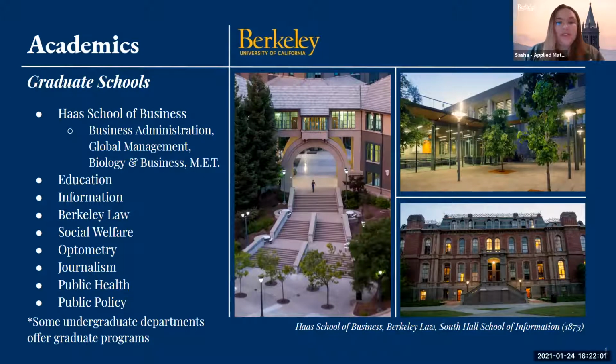So starting with our first graduate school, we have the Haas School of Business. A lot of students are actually involved in the Haas School of Business because they do have an undergraduate program in business administration, global management, as well as a dual biology and business program, as well as MET, which is our management entrepreneurship technology program, which is a dual degree between the College of Engineering and the Haas School of Business. We also have the Graduate School of Education, which I take a lot of classes from as being part of CalTeach, the School of Information, Berkeley Law, Social Welfare, Optometry, which I'm also really part of as being a pre-optometry student, journalism, public health, public policy.